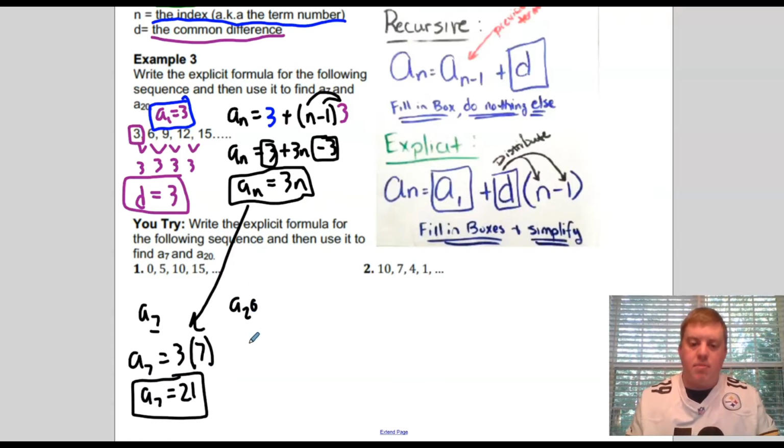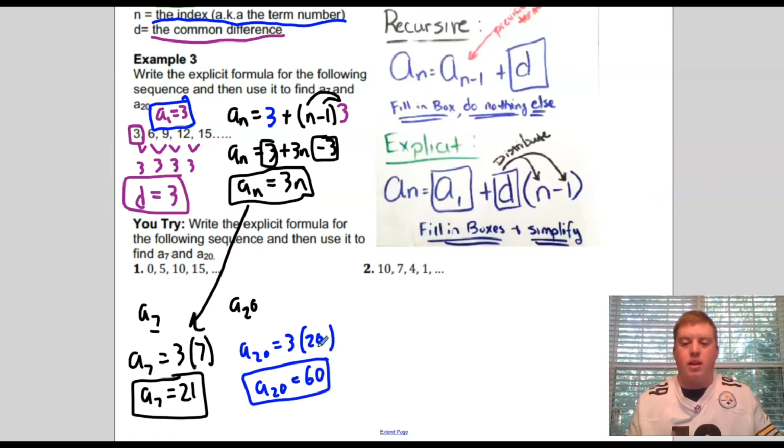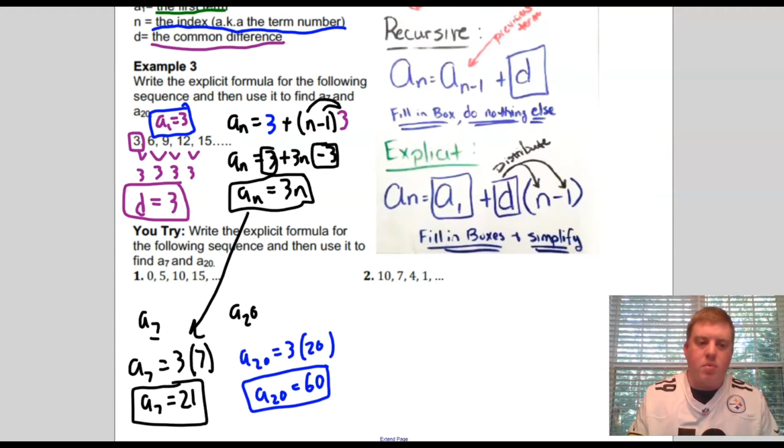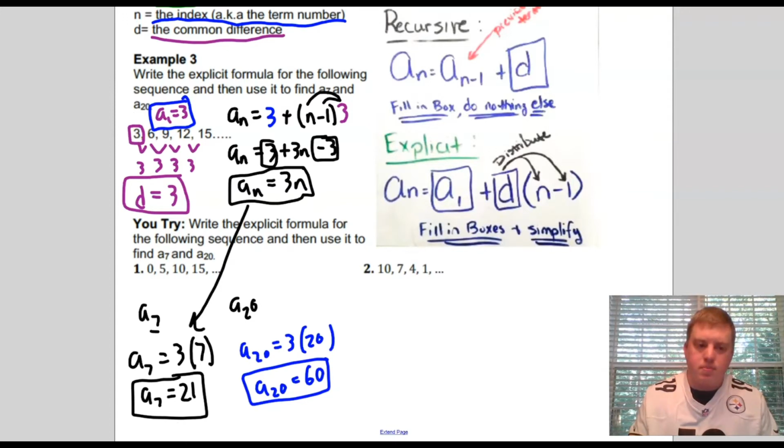It would be the same thing with a sub 20. This time, since we're looking for the 20th term, instead of plugging in 7, we would plug in 20. So a sub 20 would equal 3 times 20, which is 60. And we're able to quickly find what that 20th term was. So the big advantage to this is that we are able to jump straight to the number instead of having to work back through the previous ones.